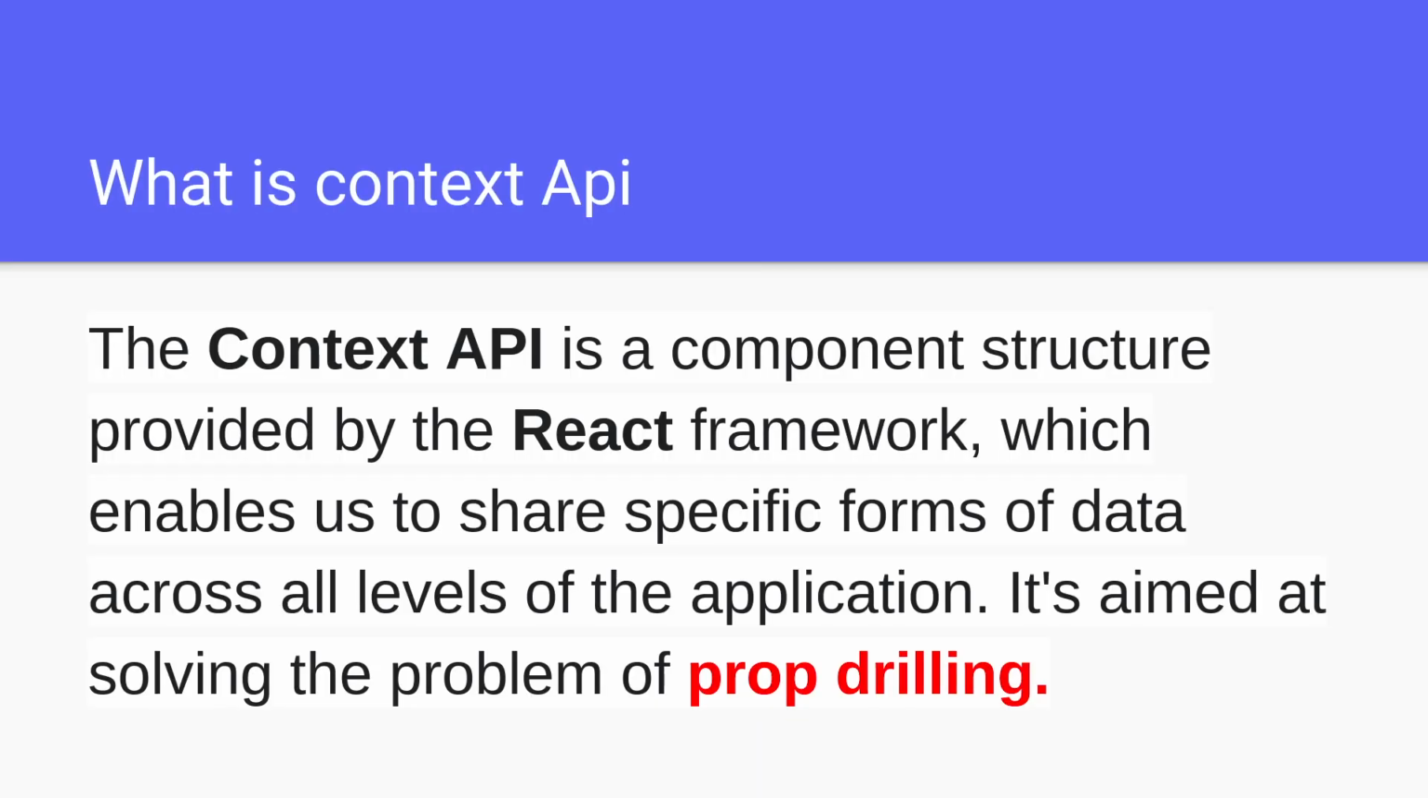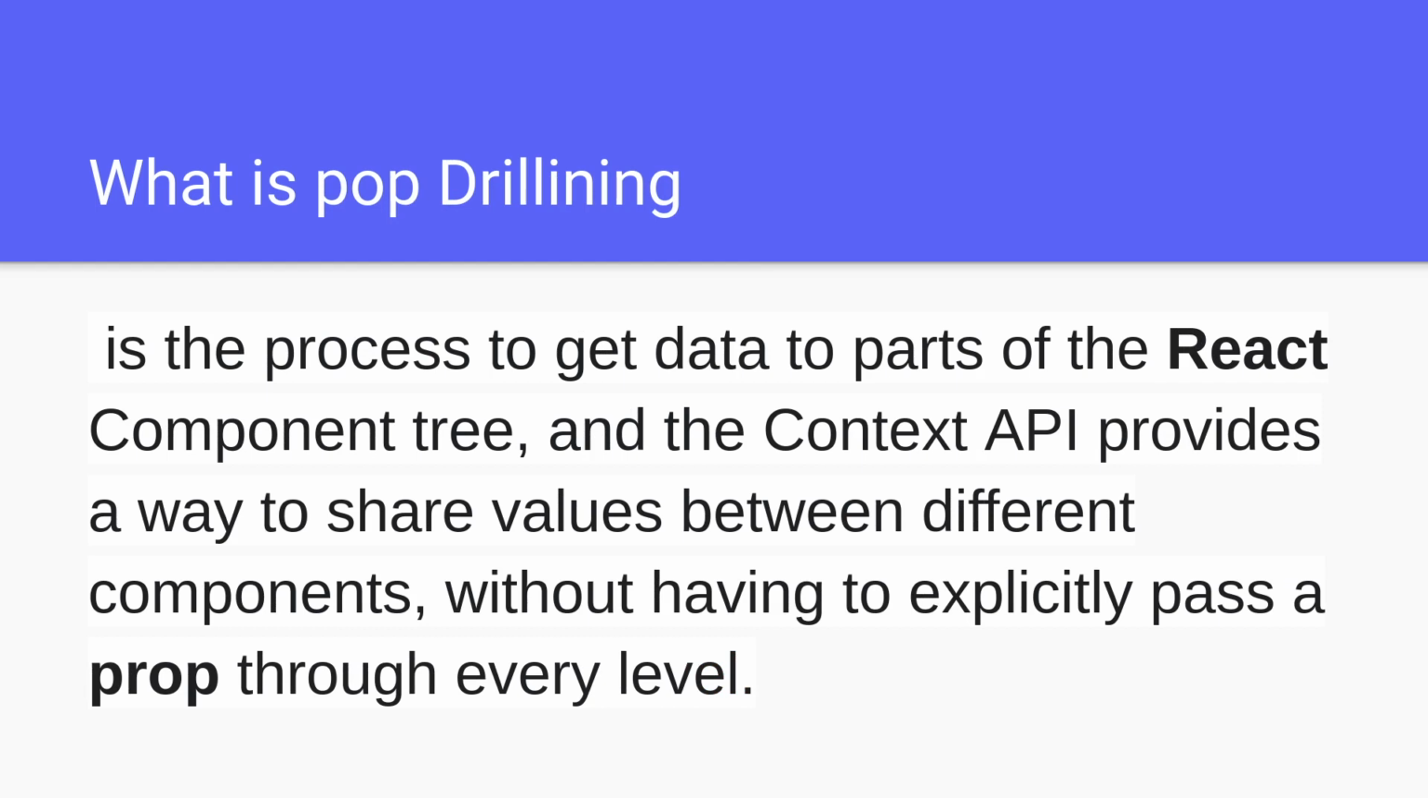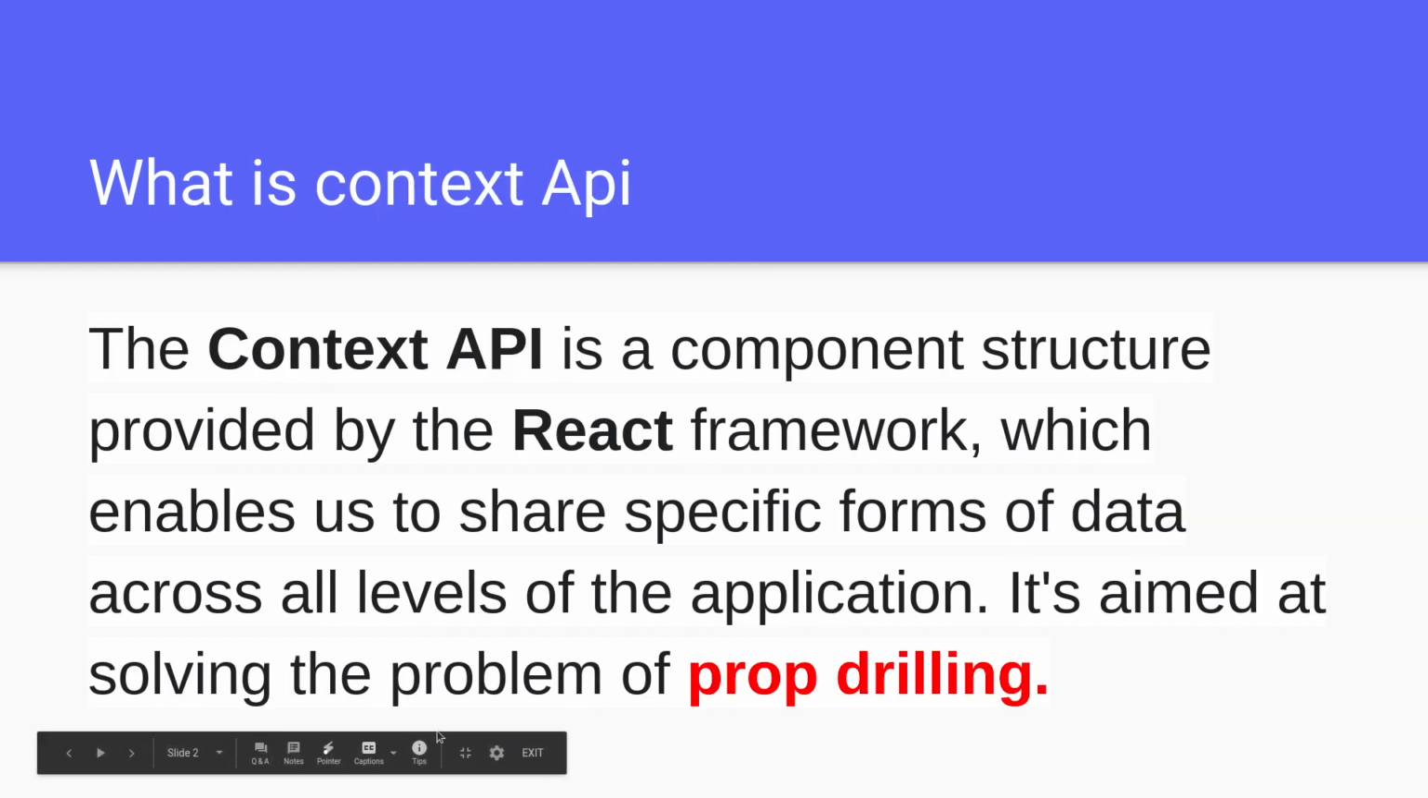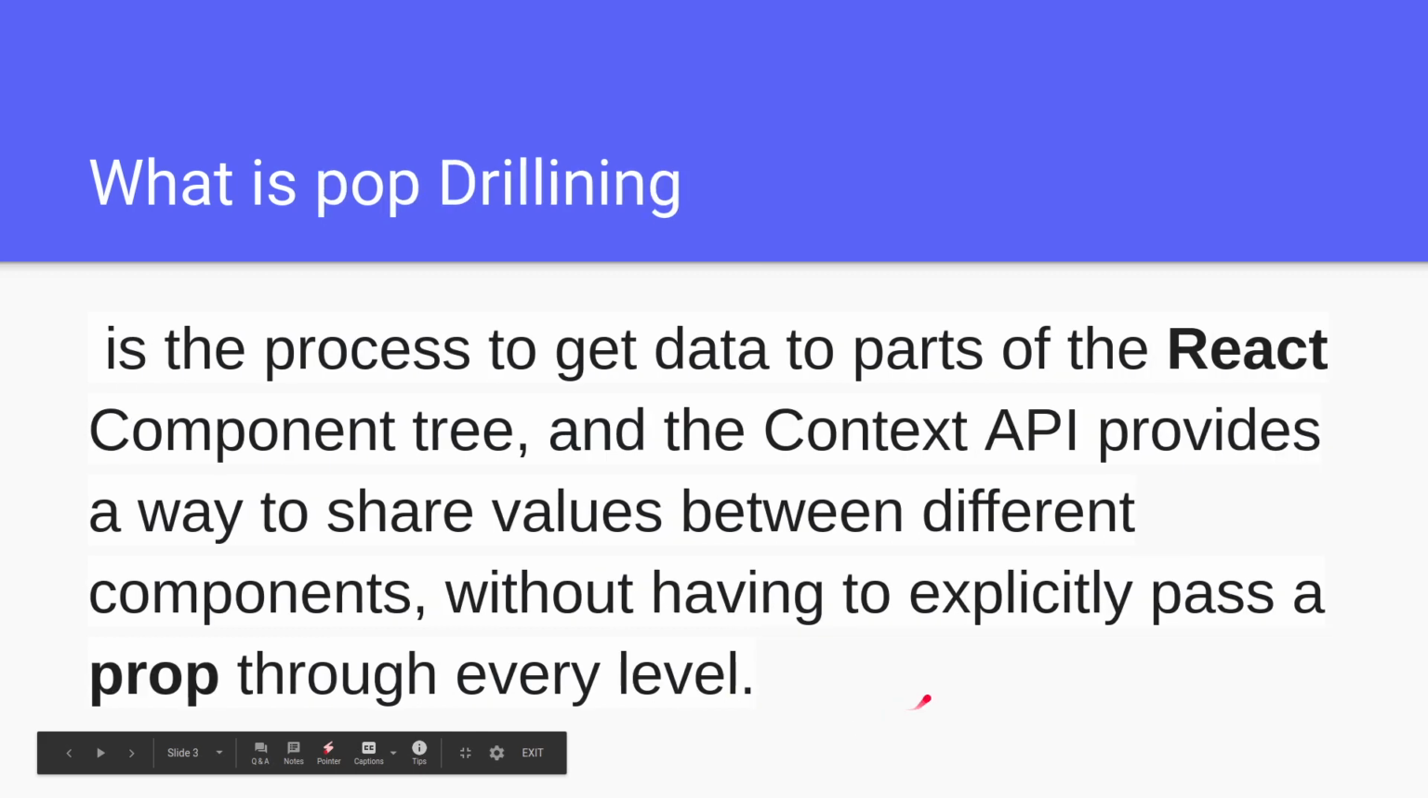Okay, so as I said, the Context API is a component structure which is provided by the React framework. So it's inbuilt. You don't have to get third-party packages or libraries to be able to use what you call a global state. It enables us to have data or state shared across different levels of the application. That means different components can access the data, and what it mainly solves is prop drilling. Prop drilling is what you're trying to avoid.